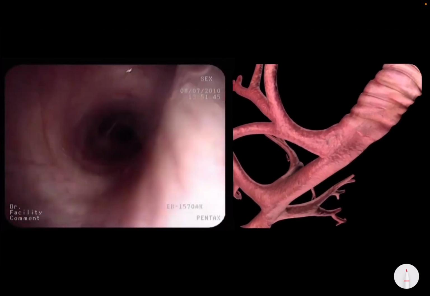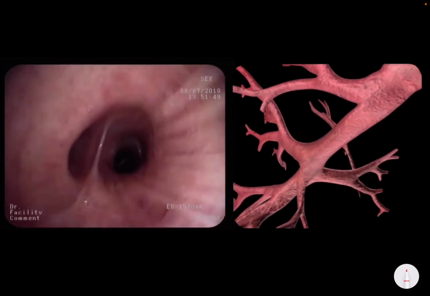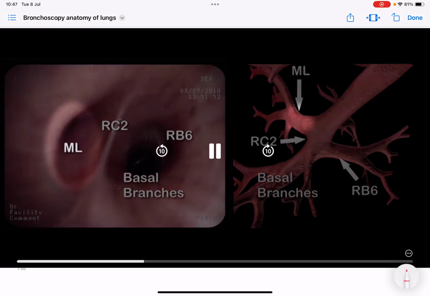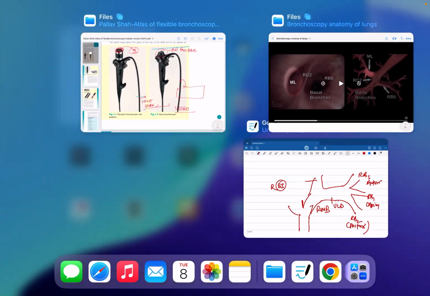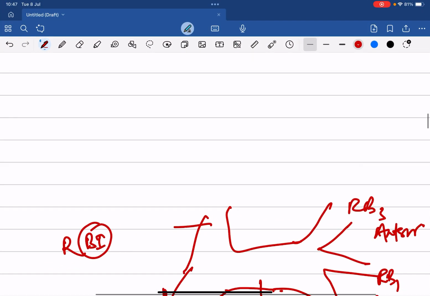When we withdraw the bronchoscope and go inside the bronchus intermedius, at the end part of the bronchus intermedius you will see three structures basically. This is the bronchus intermedius. On the 9 o'clock position is the middle lobe bronchus. This is the basal branch, and this on the 3 o'clock.